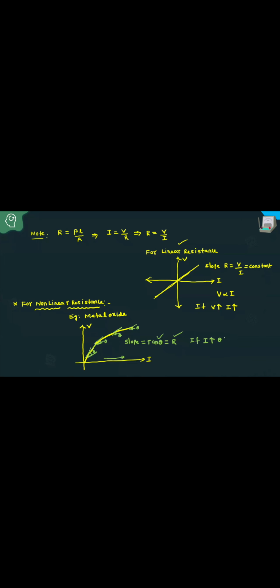If I is increasing, what about theta? At different points you find the slope by drawing the tangent. The slope is slowly reducing, so theta is reducing. If theta is reducing, what is tan theta? It reduces. If tan theta is reducing, what about R? Reducing. That is, if I is increasing, R is changing.